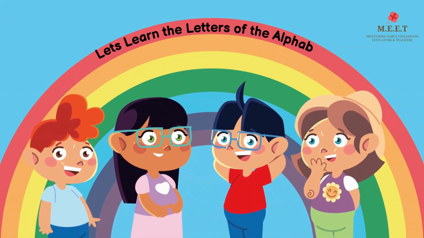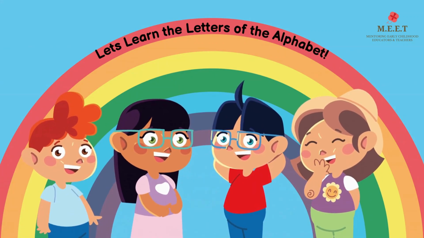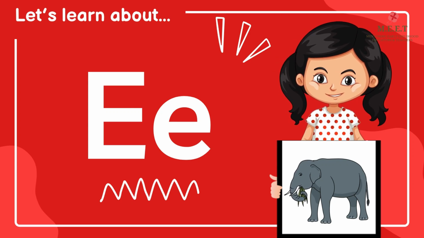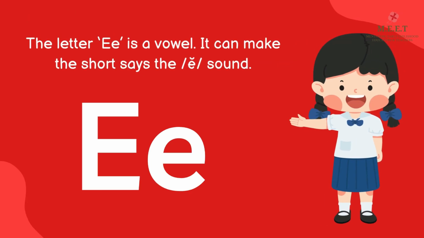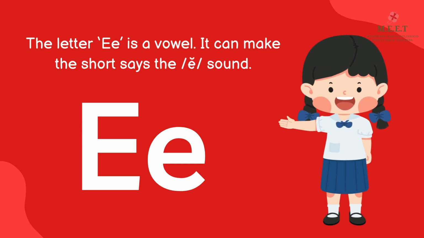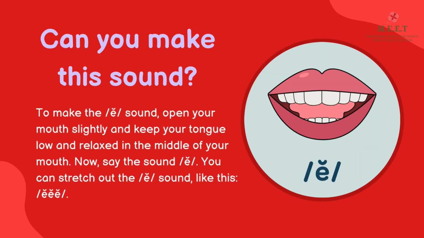Children, let's learn about the letters of the alphabet. Let's learn about letter E. Letter E is a vowel. It can make a short eh sound. Can you make the sound?